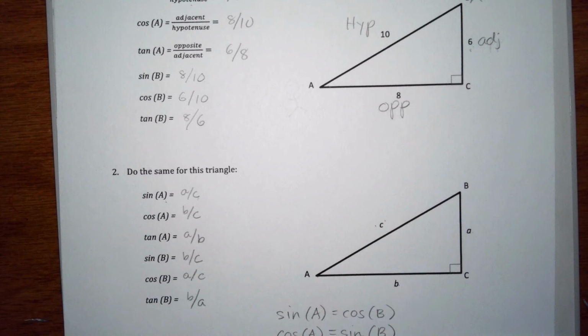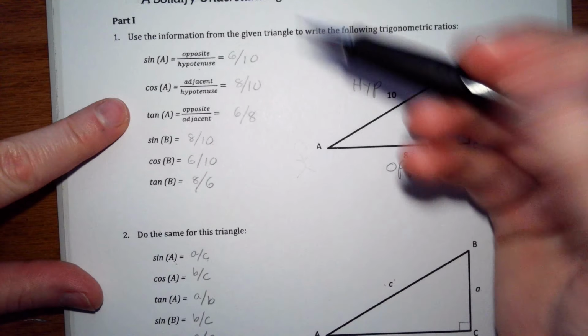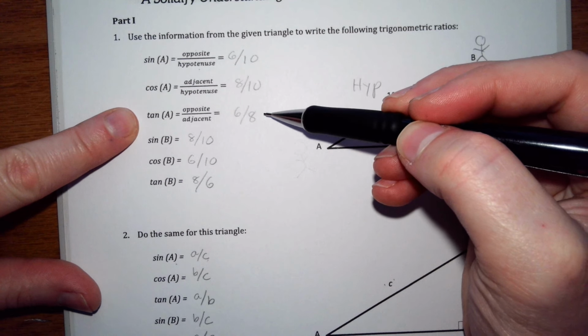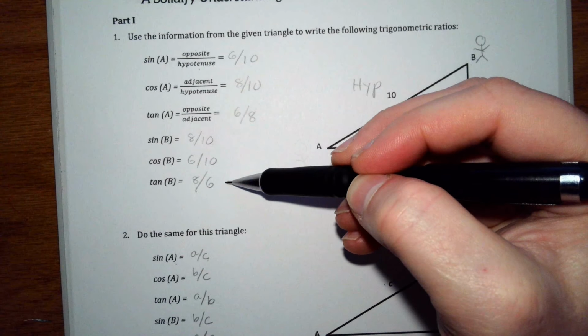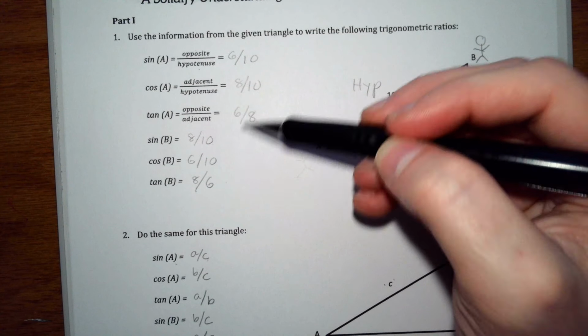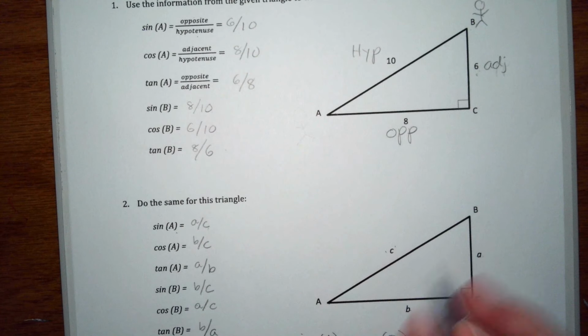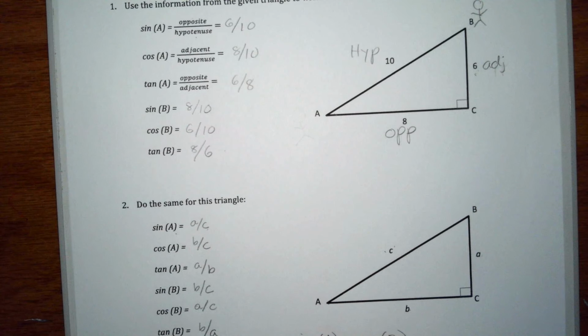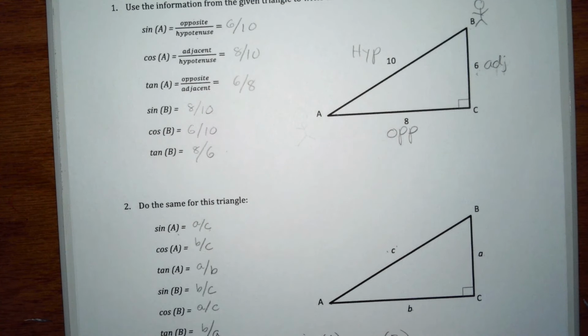One more thing you might have noticed about tangent. Okay? For example, up here, tangent of angle A was 6 over 8. Tangent of angle B is 8 over 6. They are reciprocals. So we can write that tangent of angle A is equal to 1 over tangent of angle B.